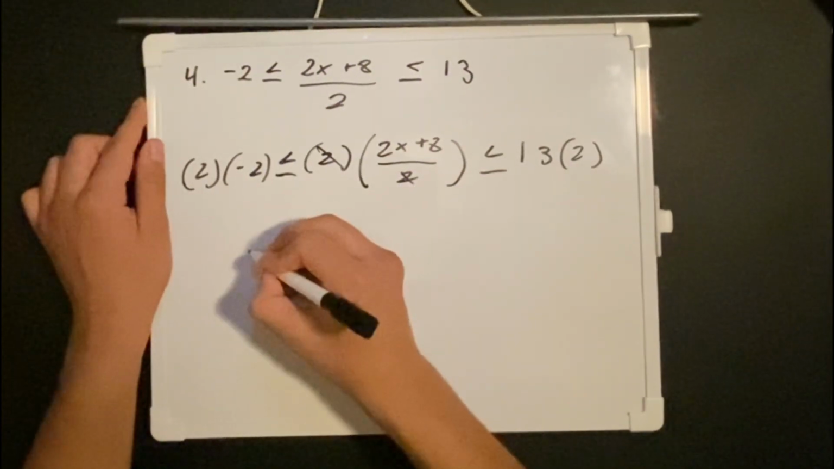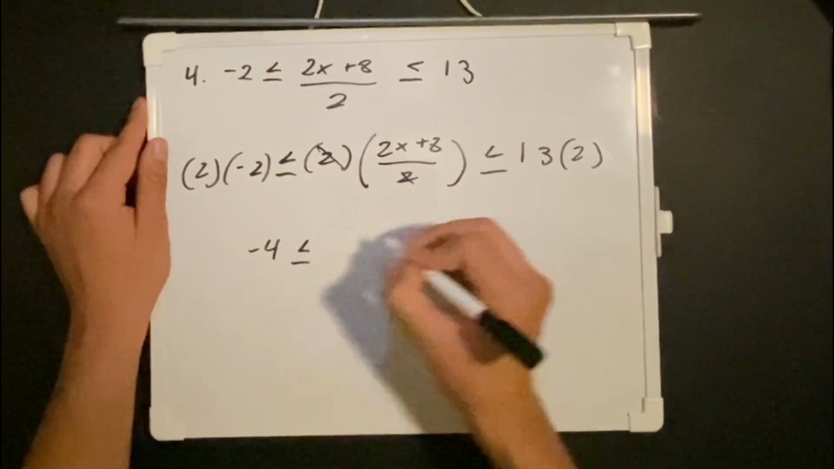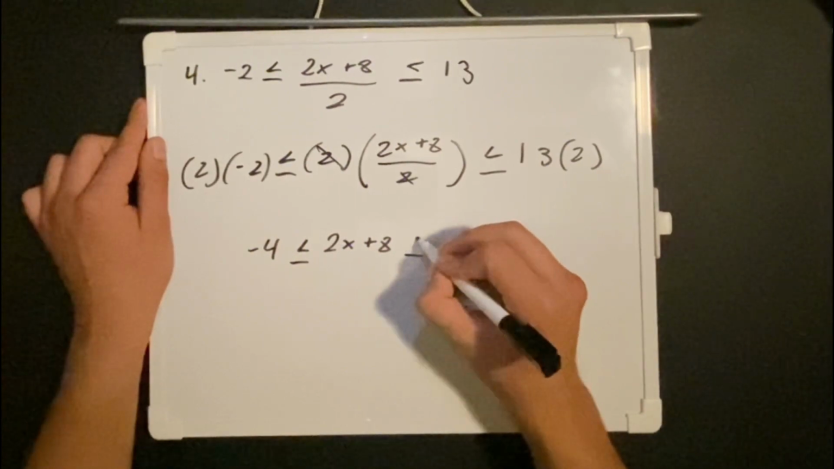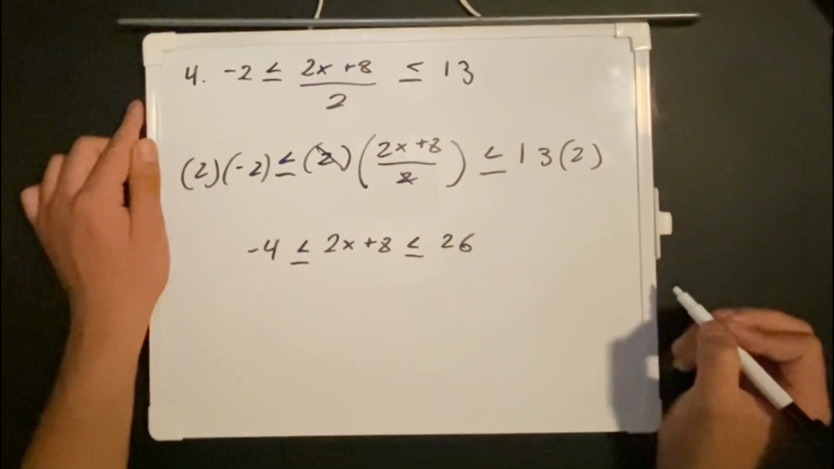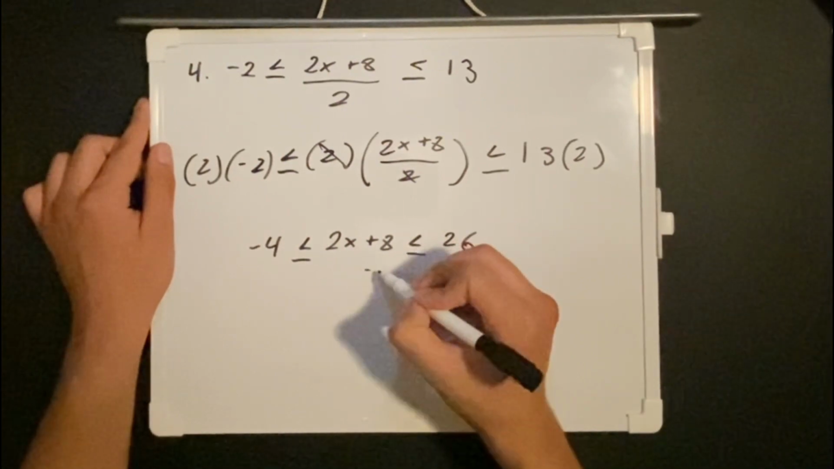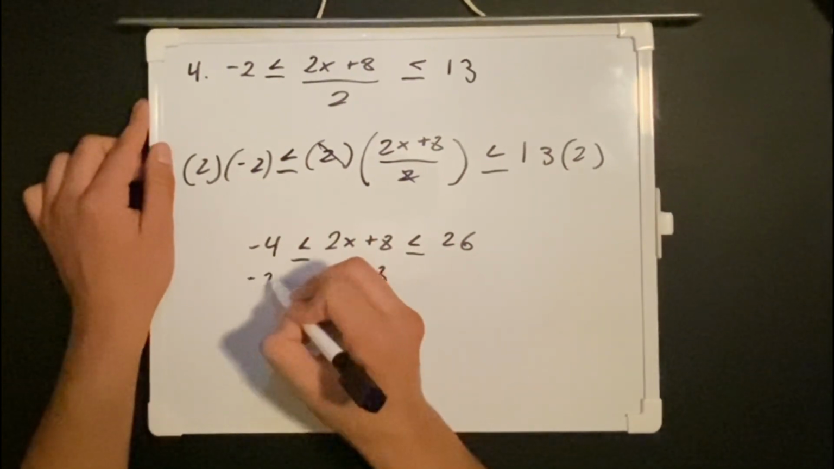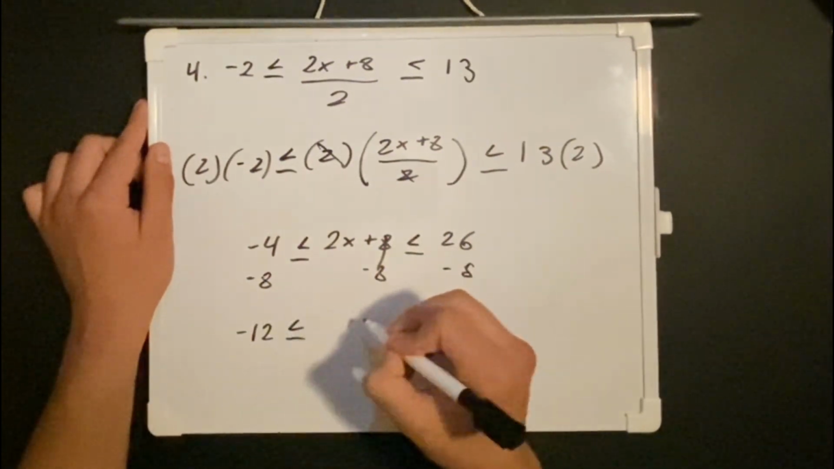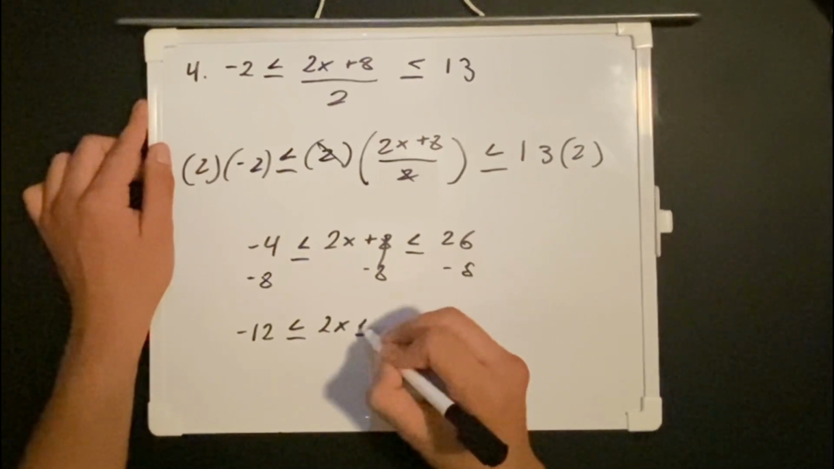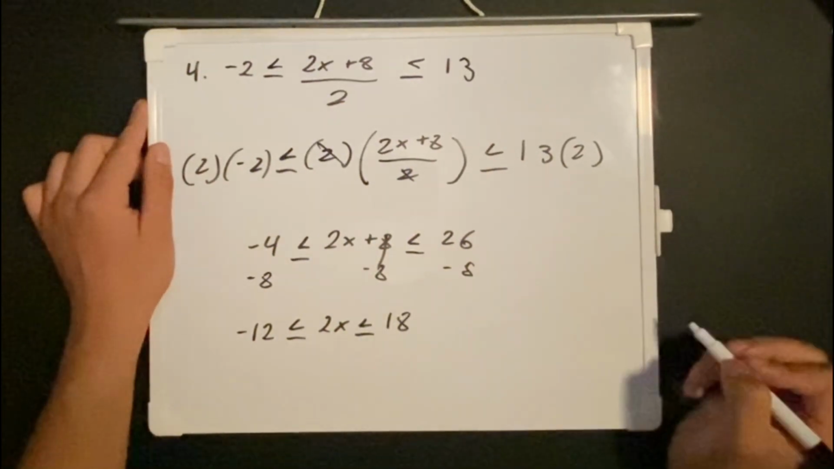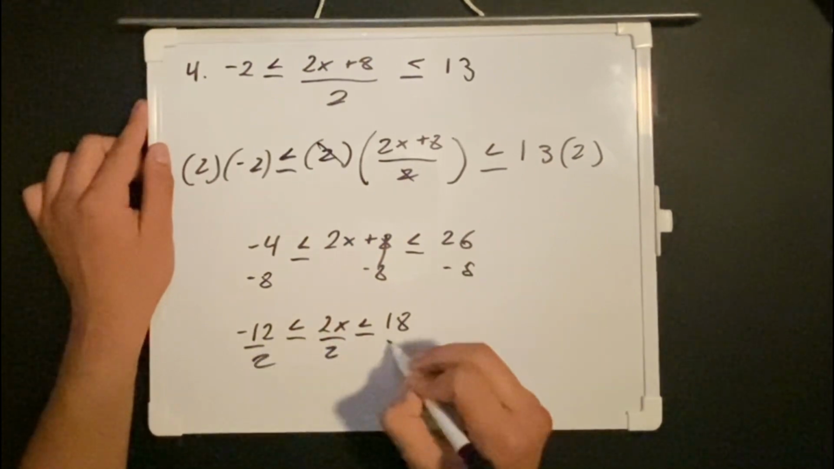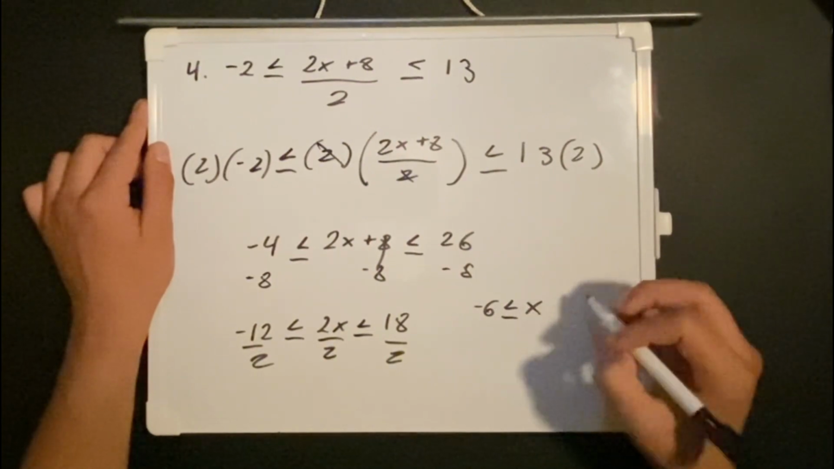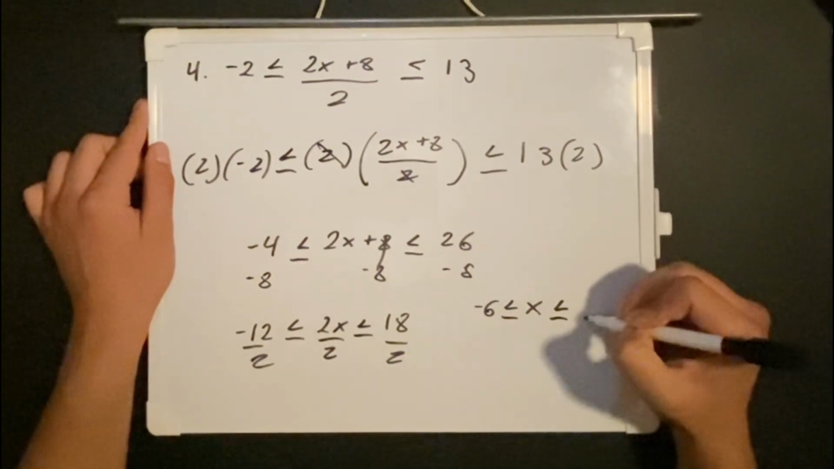These cancel out, and you're left with negative 4 is less than or equal to 2x plus 8, which is also less than or equal to 26. Next up, it is best to subtract 8, and what you do to one side, you must do to the other. And you get negative 12 is less than or equal to 2x, which is also less than or equal to 18. Then you divide by 2, and you get negative 6 is less than or equal to x, which is now by itself, which is less than or equal to 9.